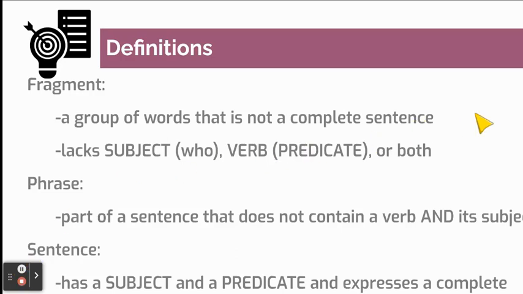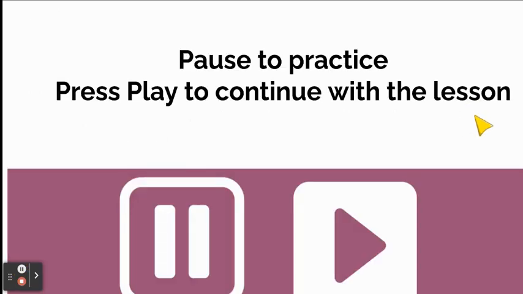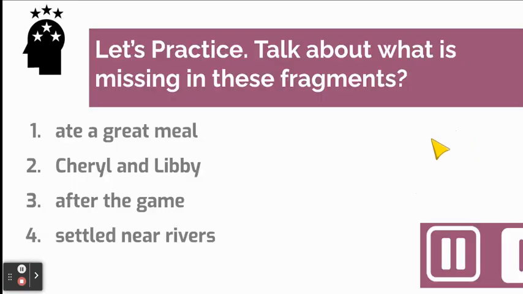So let's learn that by putting that into practice. As we go through, you're going to have an opportunity to pause the video and do the work. So that's how these lessons are going to work. Important that you do that. Pause the video, do the work, whether it's in Pear Deck or some other format, and then come back and press play to continue. So let's start off by practicing talking about what makes these 4 items fragments. So pause the video and either answer in Pear Deck or talk that over with your class. Press play when you are ready to continue.